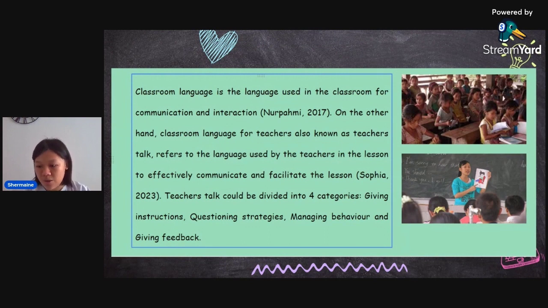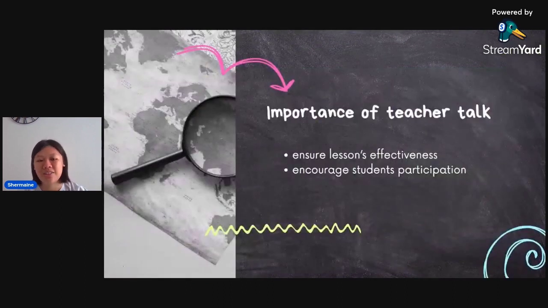Basically, classroom language includes everything that the teacher says to communicate and facilitate the lesson in the classroom. Whatever the teacher says can be considered teacher talk. The language that he uses in the classroom is thus called classroom language.